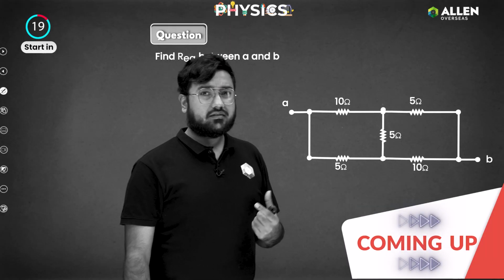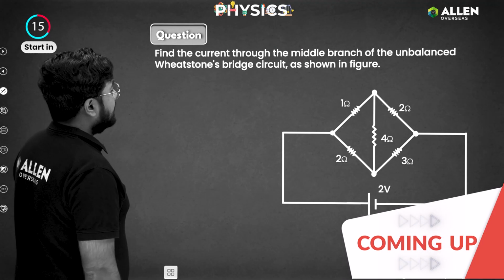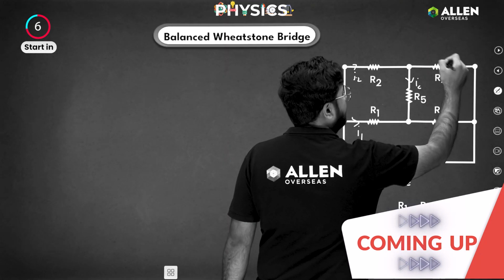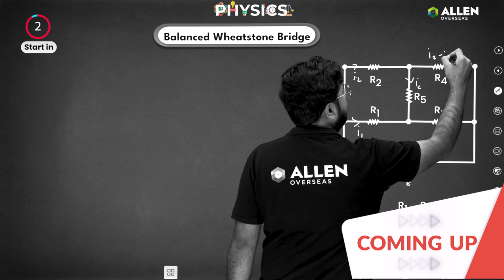Now look at this circuit. We just have to find the current through the middle branch of the unbalanced Wheatstone bridge. So this thing will be equal to I2 minus IC.